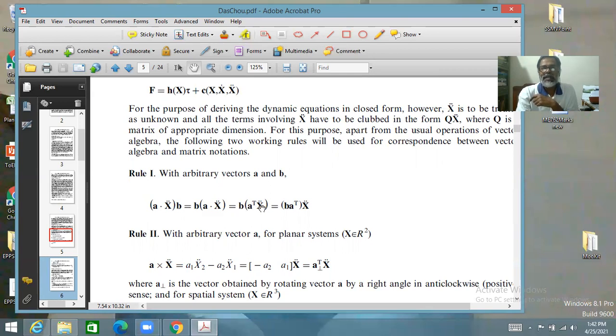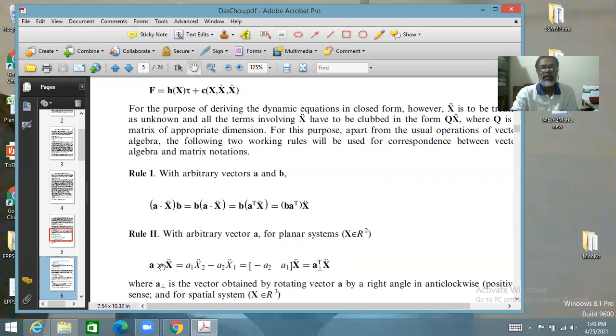So matrix multiplication is associative. Rather than multiplying a and a transpose and x double dot before, we multiply these two first. Then we get b a transpose x double dot. Now b a transpose is a matrix and this fellow is a vector which has come on the right side. So this is the first rule, and this will apply irrespective of whether your space is 2D or 3D. Now, this was the handling of the dot product.